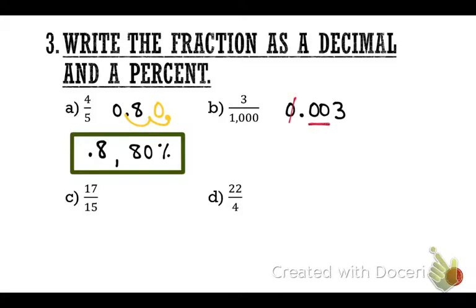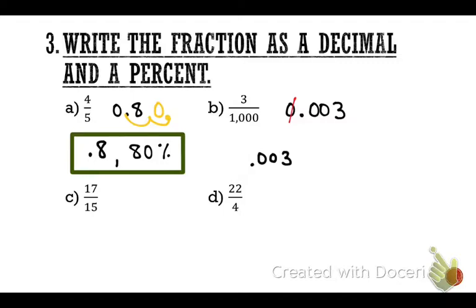Am I allowed to get rid of these two right here? No, because this is tucked in between a decimal point and a number. You cannot get rid of those, okay? So instead, I'm going to rewrite it down here for my final answer, 0.003. Michaela, how do I turn 0.003 into a percent?